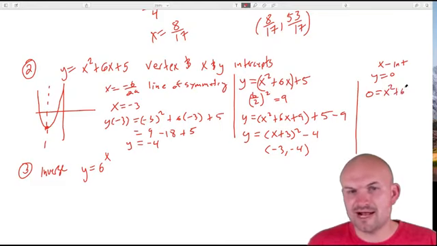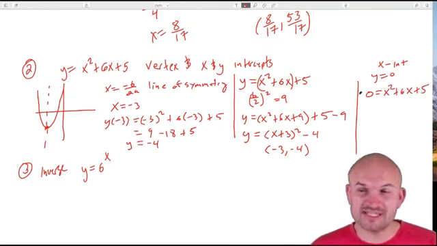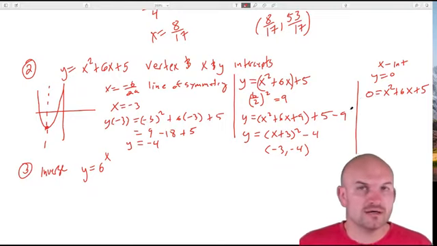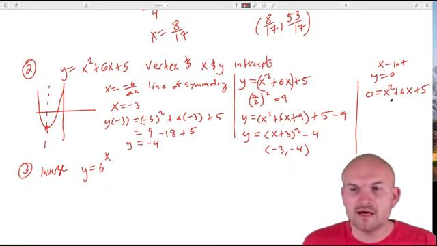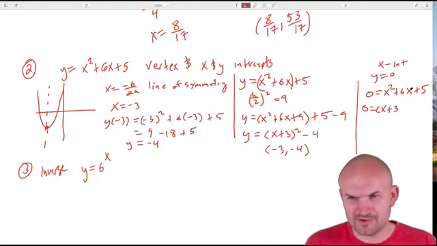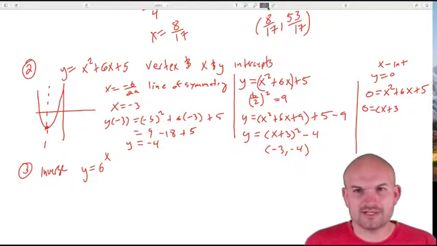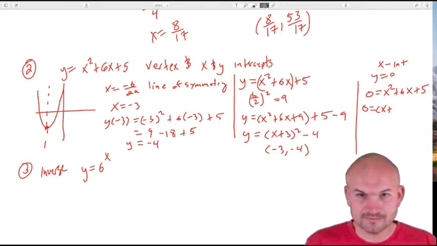Now we have a quadratic equal to 0. So we want to look to factor using the zero product property, or you could complete the square, or use the quadratic formula. Thankfully, I chose a problem that was factorable. This is really annoying. I've got to change these shortcuts.